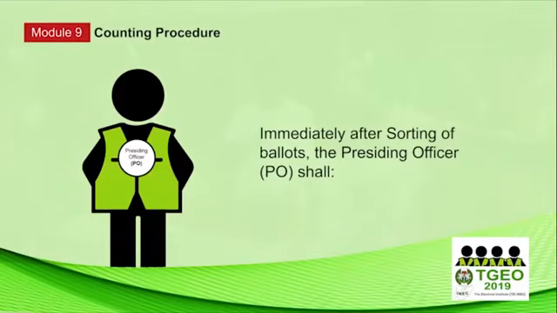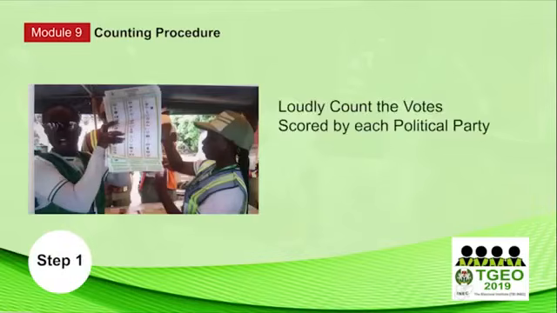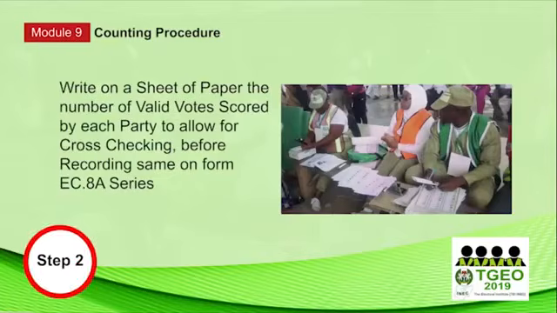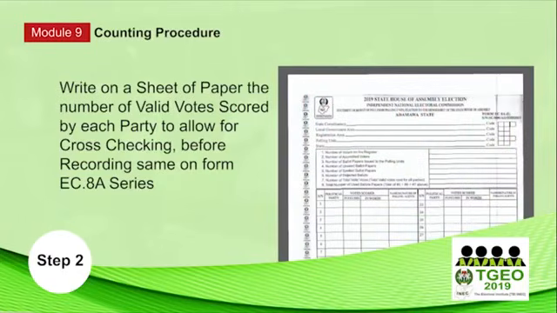Immediately after sorting of ballots, the presiding officer (PO) shall: Step 1. Loudly count the votes scored by each political party. Step 2. Write on a sheet of paper the number of valid votes scored by each party to allow for cross-checking before recording same on Form EC8A series.